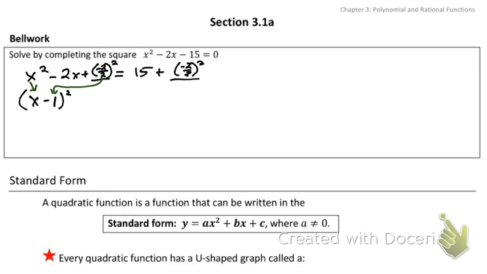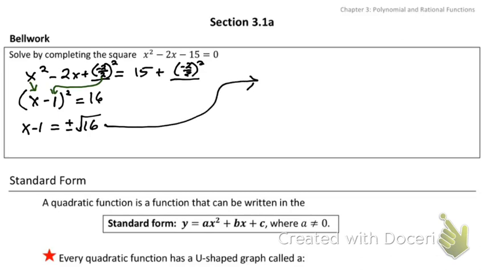Then the other side is 15 plus, well, -2 over 2 is -1. -1 squared is a +1, so that's 15 plus 1, which is 16. Now to solve this, we take the square root of both sides. We would have x minus 1 equals plus or minus the square root of 16. Then I would add 1 to both sides.